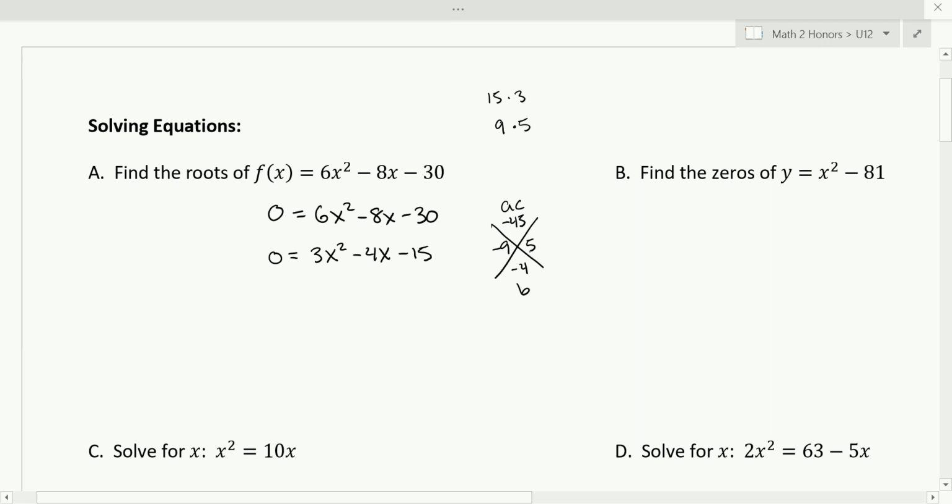Do you need a paper? Do you have one? Okay. Sorry, I just didn't see it.